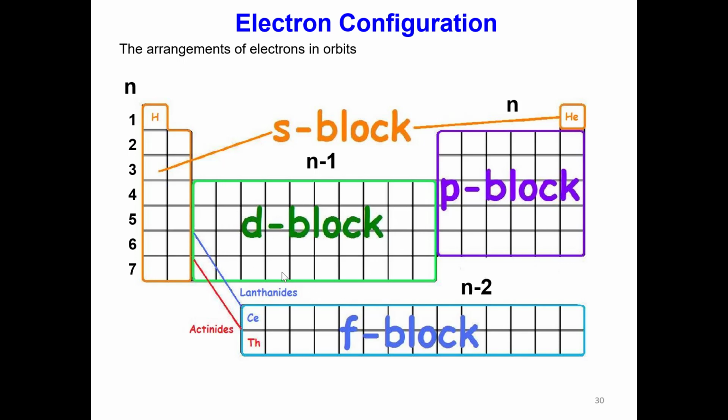All the elements in this block, the last subshell is D. Can be 3D, 4D, 5D, depending on which row the element is located. In this group, the last shell corresponds to the P block. And the same happens with these elements in this part. The subshell always corresponds to the F.